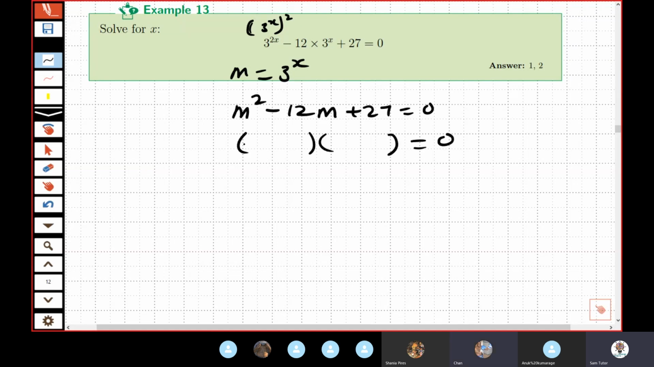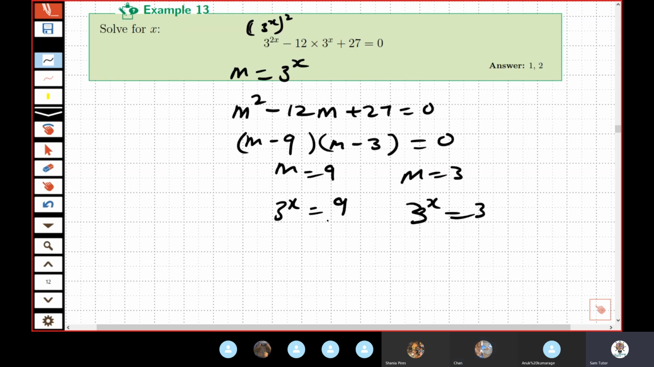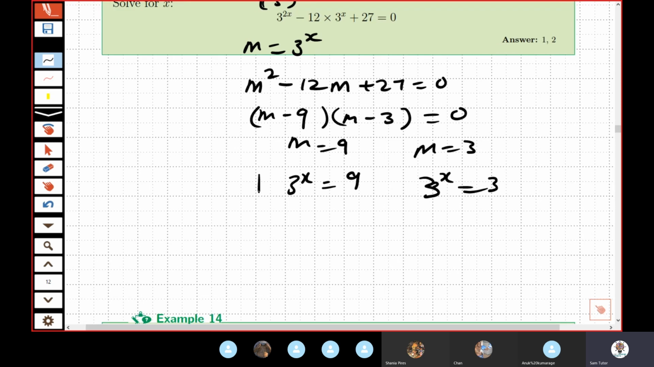And then factorize that. That would be m minus 9 and m minus 3. So m equals 9 and m equals 3. Then you sub it back in. In this case you didn't have to use logs. Do you know what the answer is for x in both of them? x is 2 and 1.